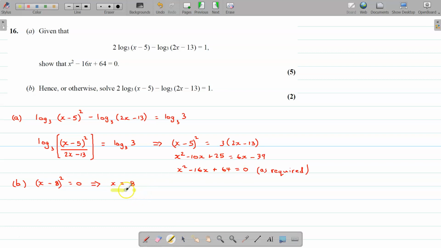And that completes those 4 questions on particularly using and testing the rules of logarithms.